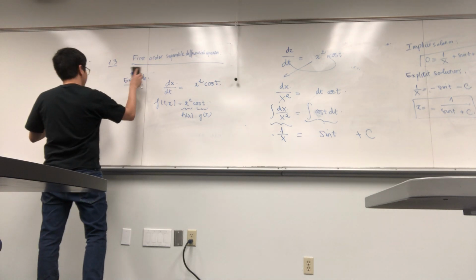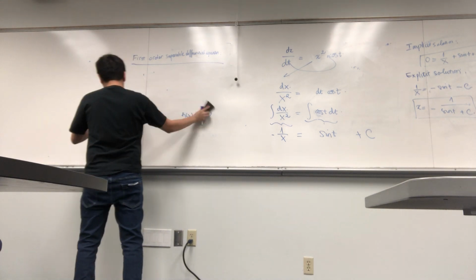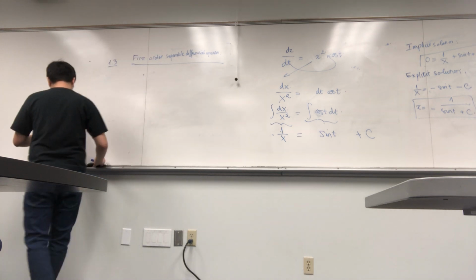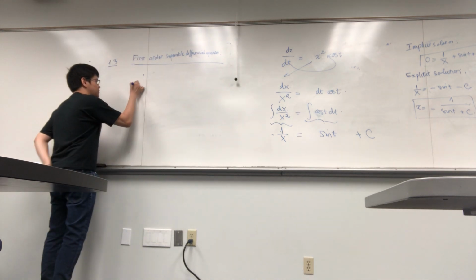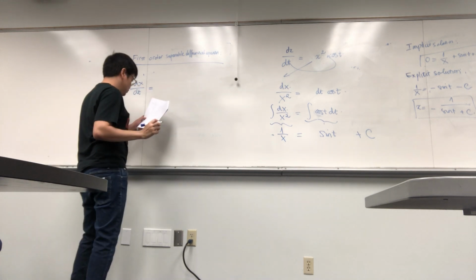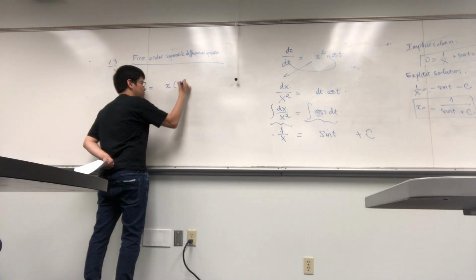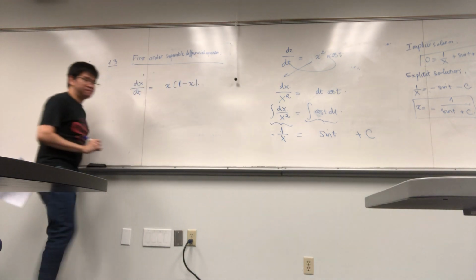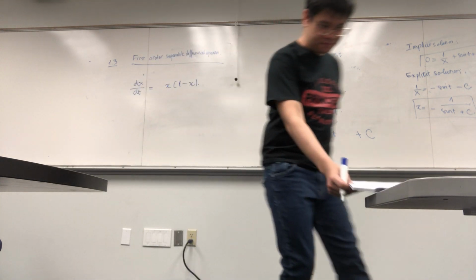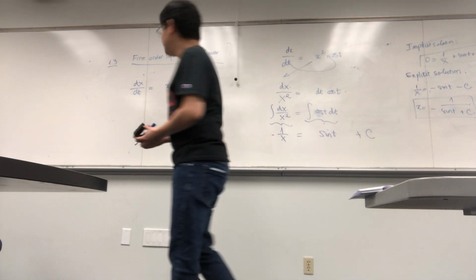So now let us consider another example. You have dx over dt is equal to x times 1 minus x. This is example 1.3.2 in the book.